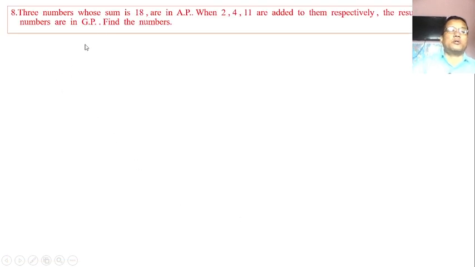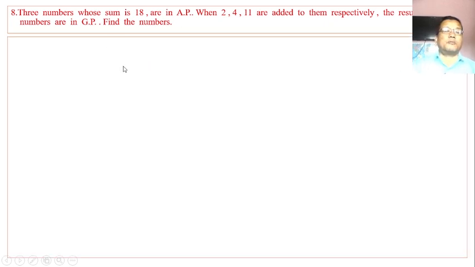Three numbers whose sum is 18 are in AP. When 2, 4, 11 are added to them respectively, the resulting numbers are in AP. Find the numbers. Let A minus D, A plus D be the three numbers in AP.